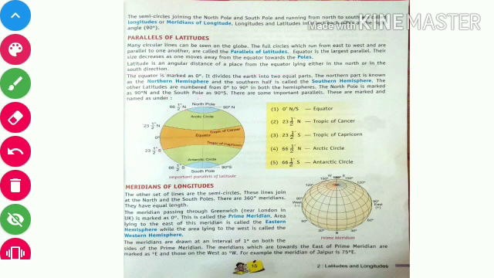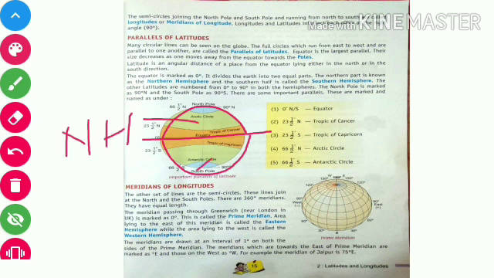The equator is marked as 0 degree. Look at the picture. It divides the earth into two equal parts, two equal semicircles, half circles. The northern part is called the north hemisphere, and the southern part is the south hemisphere.